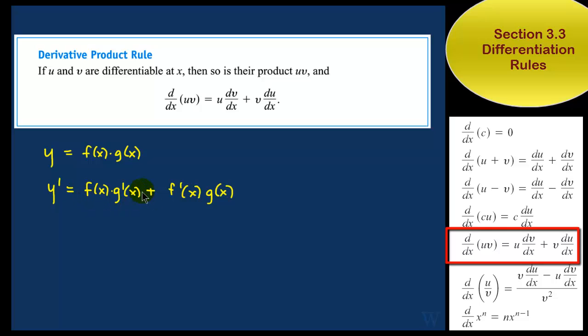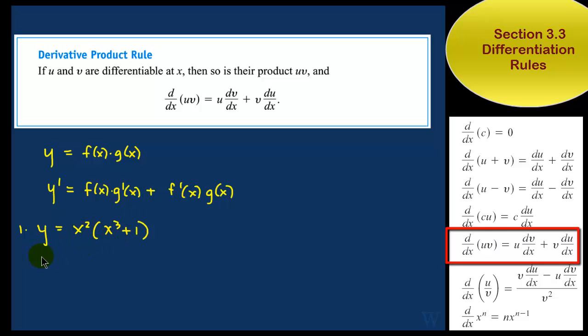Notice that it doesn't matter which order I take the derivative of, because it's just a sum. So if I have y equal to, say, x squared times x cubed plus 1, I can apply the derivative rule here.